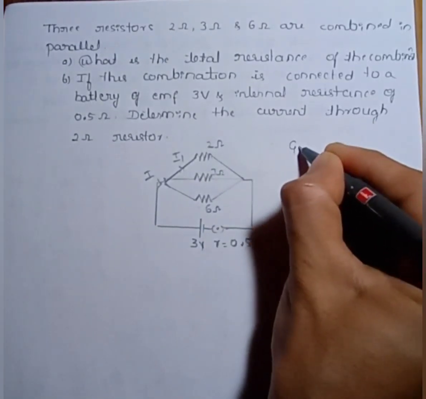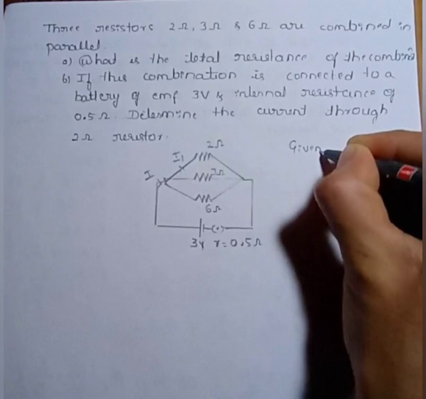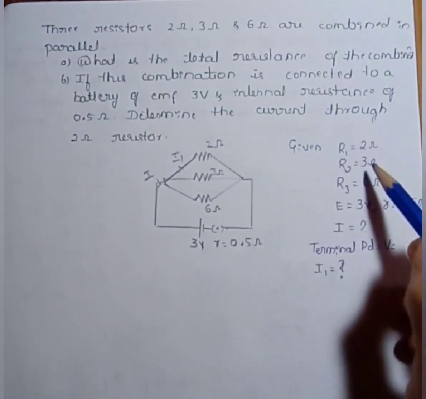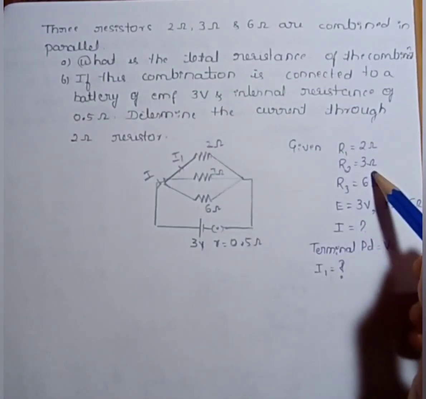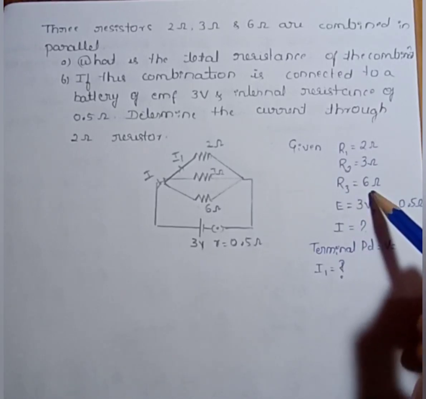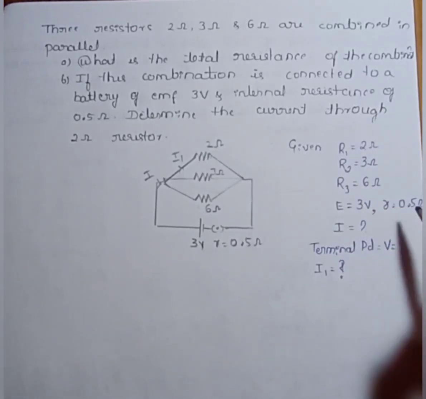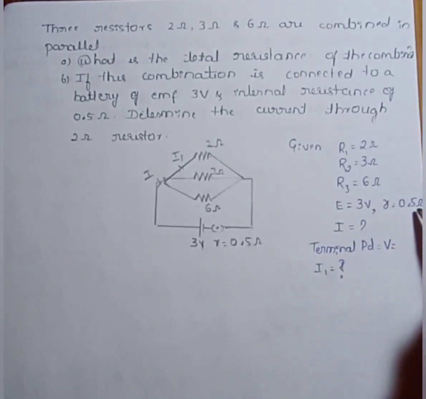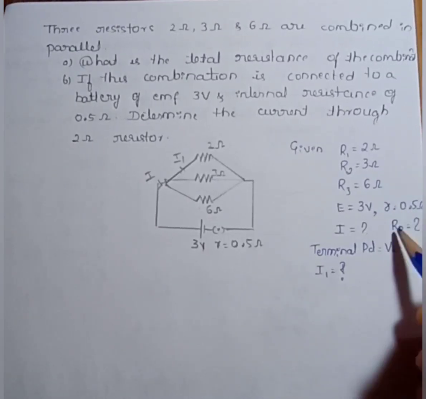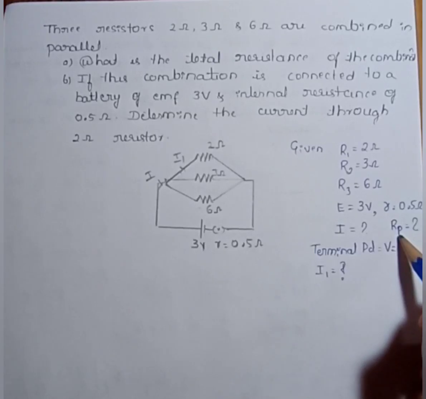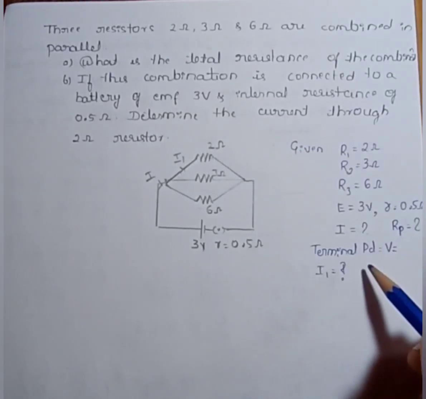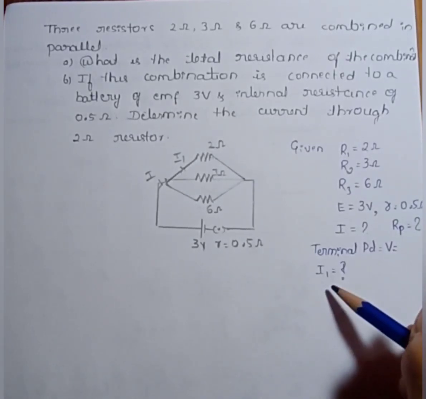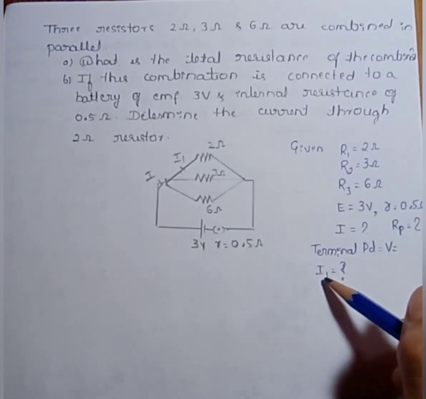Here the given quantities: R1 equal to 2 ohm, R2 equal to 3 ohm, R3 equal to 6 ohm, E equal to 3 volt and r equal to 0.5 ohm. Here what do we have to find out? The total resistance of the combination Rp and the current through the 2 ohm resistor, that is I1.